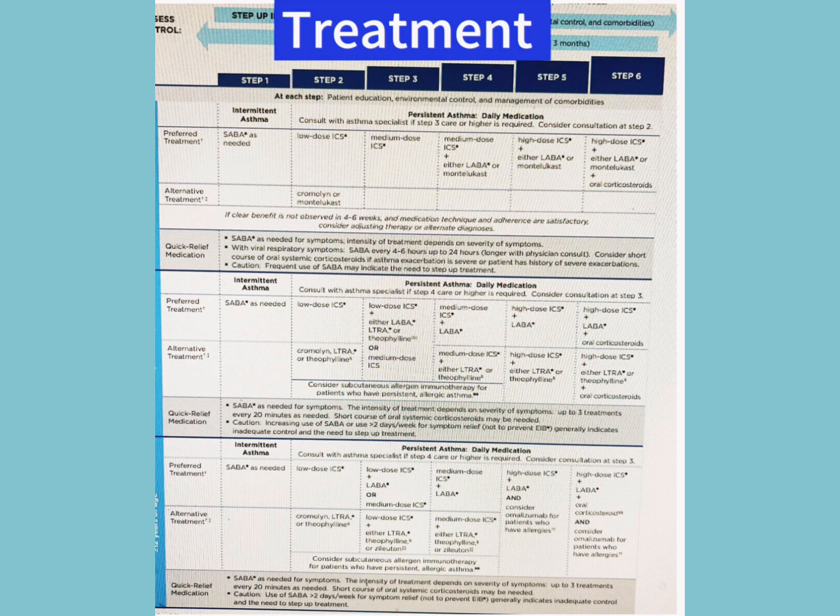Then the next is medium dose ICS plus LABA, or medium dose ICS plus either leukotriene agents or theophylline. But by the time of a low dose on step 3 itself, we should consider sending to a pulmonologist and getting a full pulmonary function test as a baseline and having follow-up.